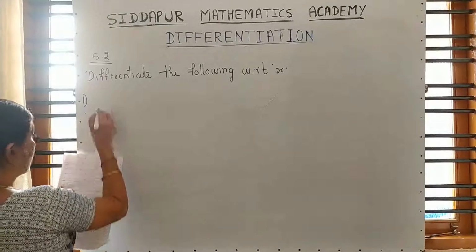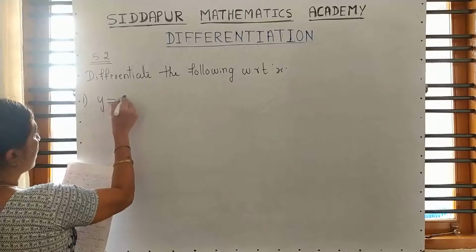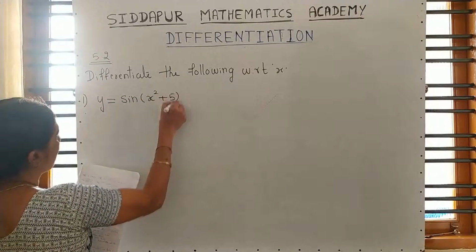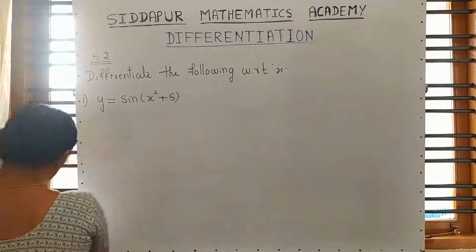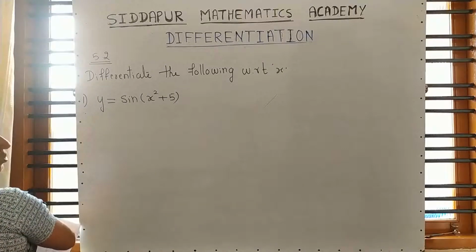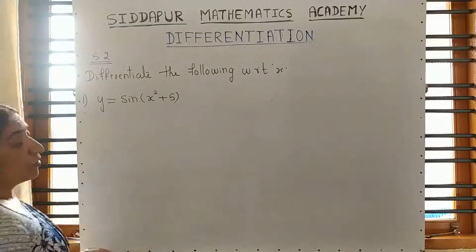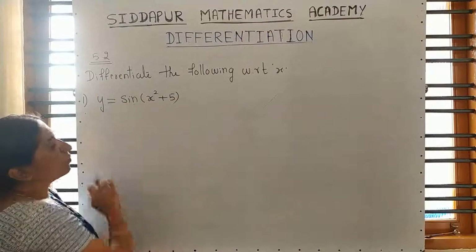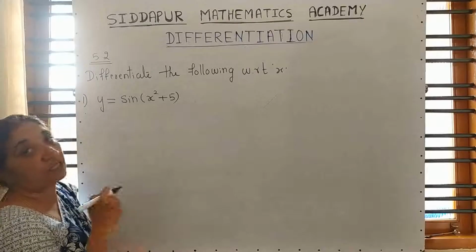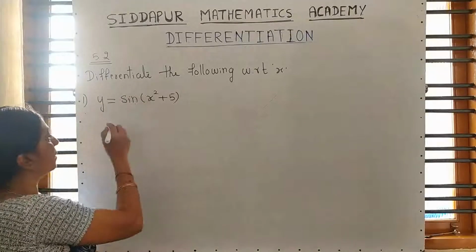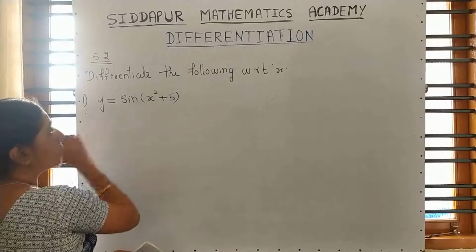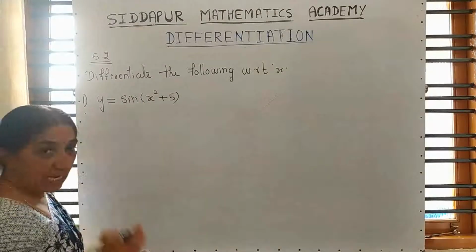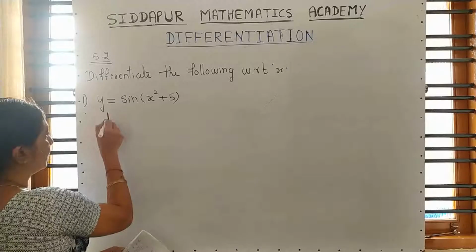First question, y is equal to sine of x square plus 5. Yes, students, we solved so many examples on differentiation of composite functions. Now are you feeling it is very easy? Yes. Here, as you know, first we have to differentiate the power if it is other than 1. Here the power is not other than 1, so directly we have to differentiate the trigonometric term. Then we have to differentiate the angle if it is other than x.